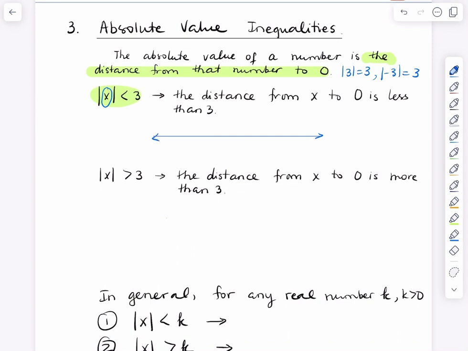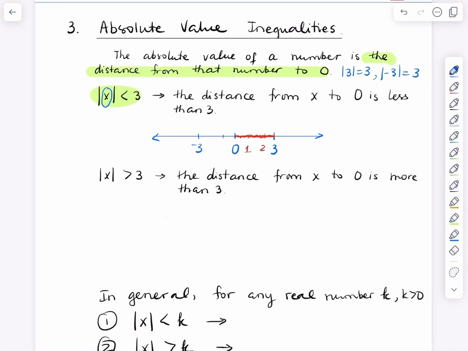We all know that the distance from 3 to 0 is 3 units, and the distance from negative 3 to 0 is also 3 units. So if we're looking at distance that is less than 3, we could be looking at 1 or 2. As you can see, the distance from 1 to 0 is 1 unit, that's less than 3. And the distance from 2 to 0 is also less than 3. It could also be anything in between. Could be 0.5, could be 1.7, could be 2.3. There are infinitely many numbers in between here that will have the distance to 0 that is less than 3.